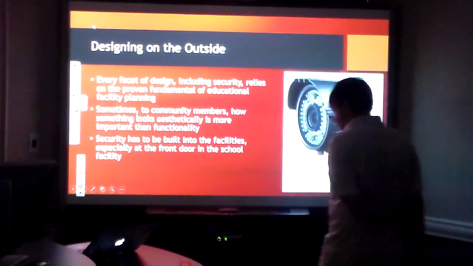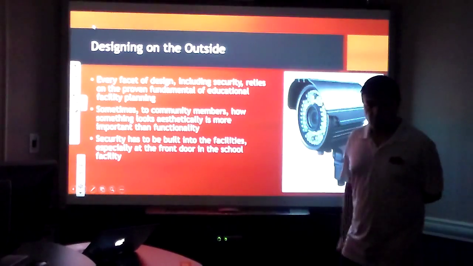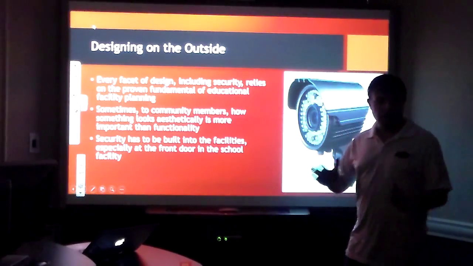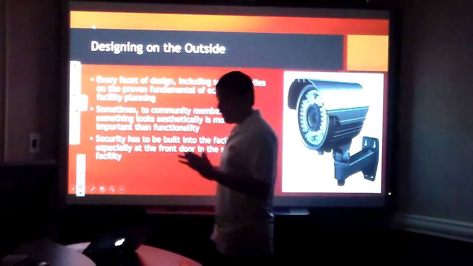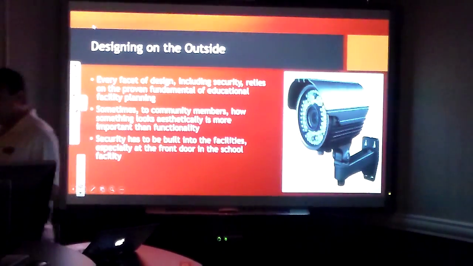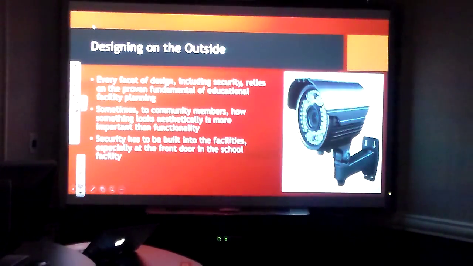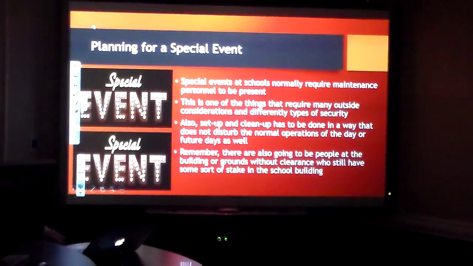You design on the outside. So the security should be really done on the outside as well. Your main security facilities have to be on the outside of the building to prevent people from getting in, but it also has to be done in an aesthetically pleasing manner as well.